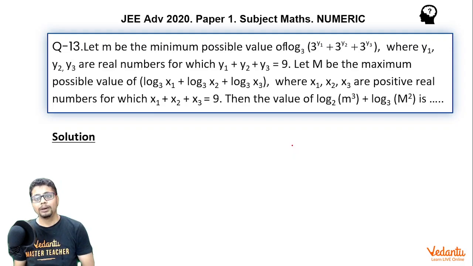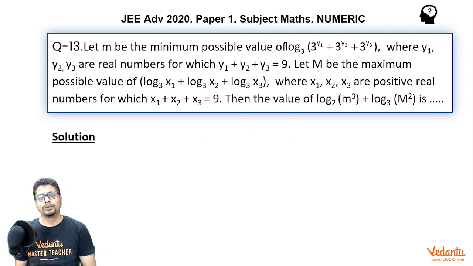Let capital M be the maximum possible value of log x1 base 3 plus log x2 base 3 plus log x3 base 3, where x1, x2, x3 are positive real numbers for which x1 + x2 + x3 is equal to 9. Then the value of log m^3 base 2 plus log M^2 base 3 is equal to what? So this is a numeric type question.